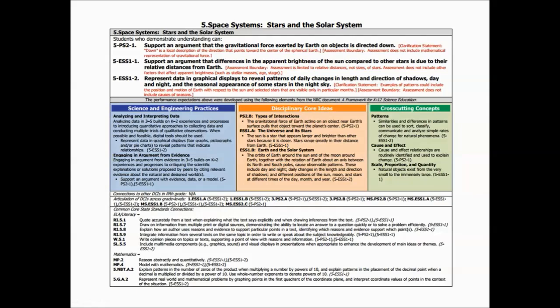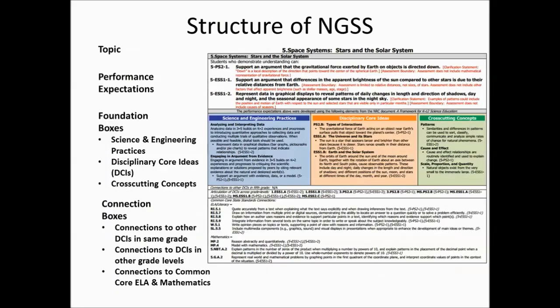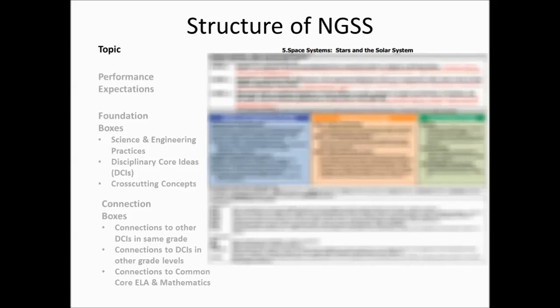So I am going to look at this page and we're going to point out some important features to help you read and use these standards. So here's the structure of the Next Generation Science Standards. Across the top is the topic, and in this case it says 5, which stands for 5th grade, Space Systems, Stars in the Solar System.